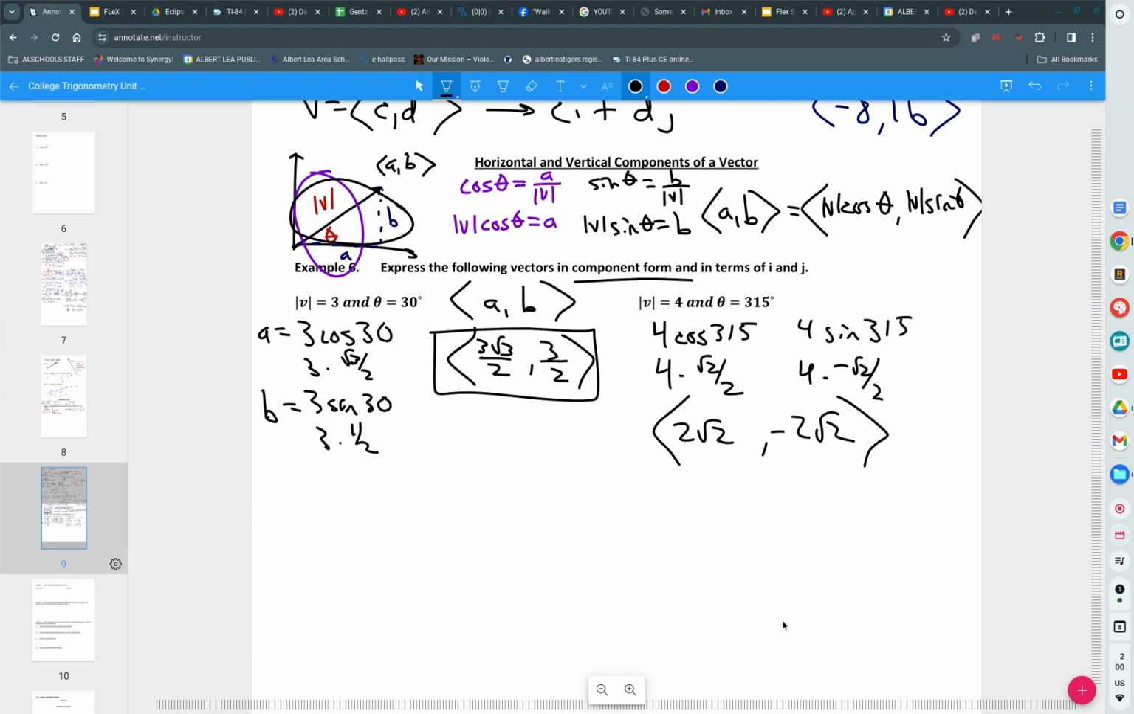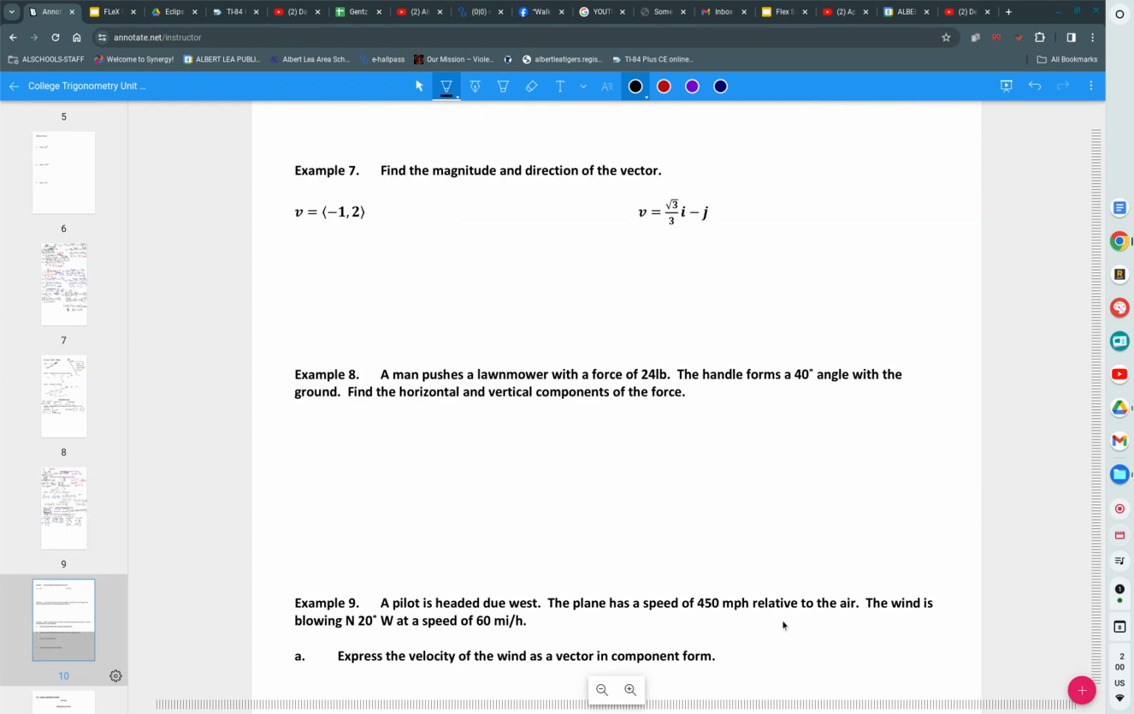I got 2 roots of 2 and negative 2 roots of 2. You good? Cool. Flip it over. Last part. Back to where we started. Find the magnitude and the direction. Just kind of relate those together so you remember.